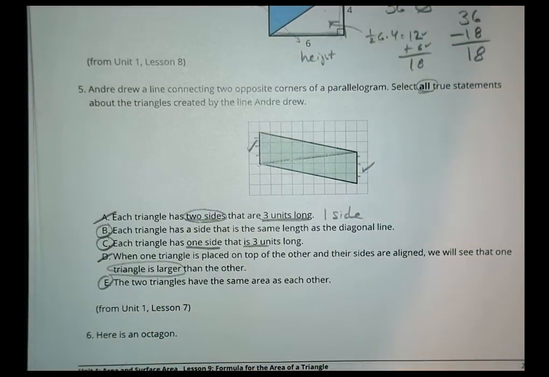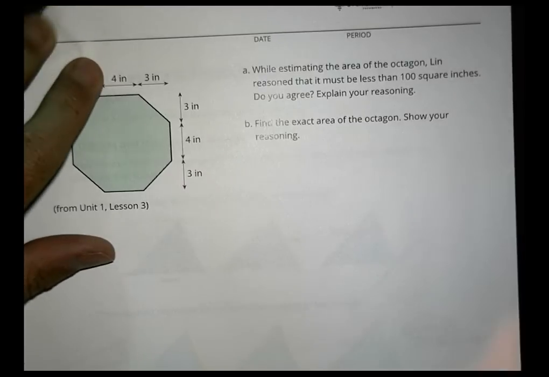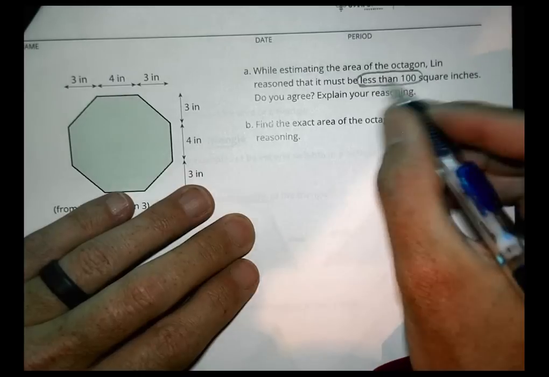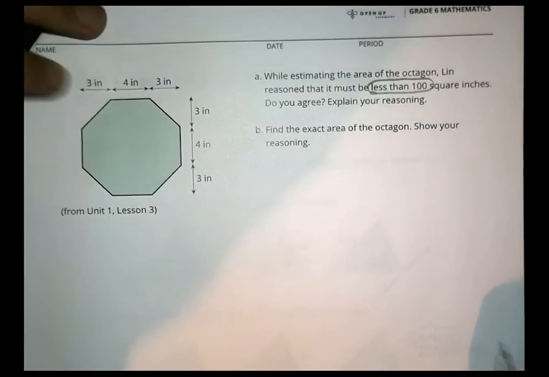Finally, number 6, it says here is an octagon. On the page, here's an octagon. While estimating the area of the octagon, Lynn reasoned that it must be less than 100 square inches. Do you agree? Explain your reasoning. So just an estimate, she says less than 100.